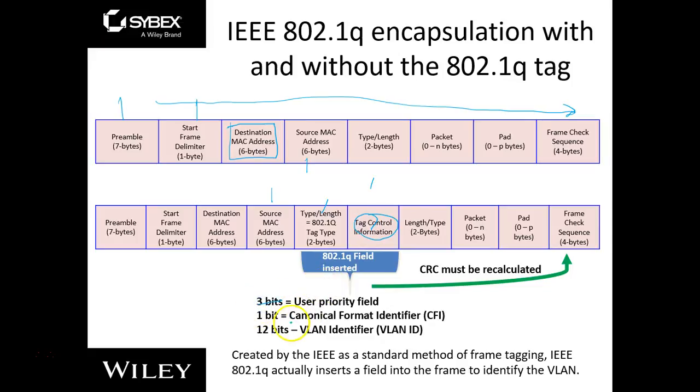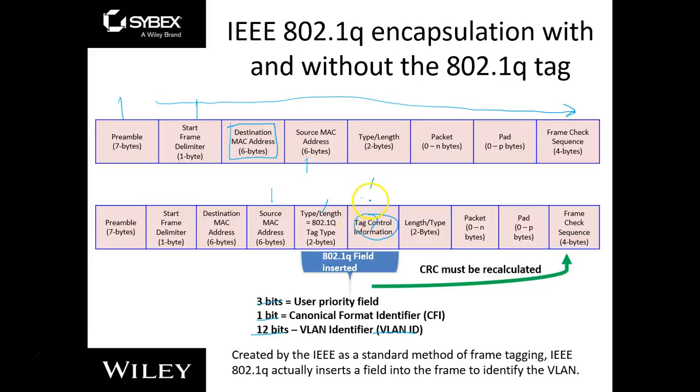3 bits is a priority. 1 bit is a canonical field identifier, what kind of field it is. And 12 bits for the VLAN ID, whatever that is. 1 to 4096, except you have to have extended VLANs configured to go that high. We're not going to do that in this one.